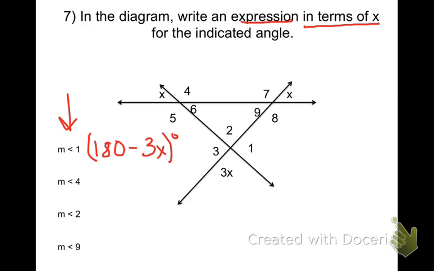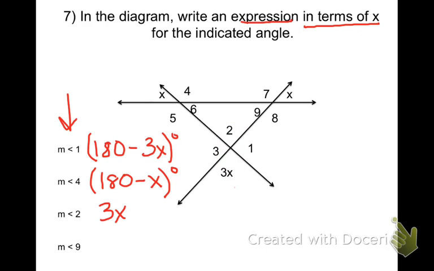For measure of angle 4, it's up here. I know that it is in a supplementary relationship with that variable x. Therefore, I would write 180 minus x would be the measure of angle 4. For the measure of angle 2, I know that the measure of angle 2 is vertical to 3x, which makes them equal. So I would have the measure of angle 2 is equal to 3x.